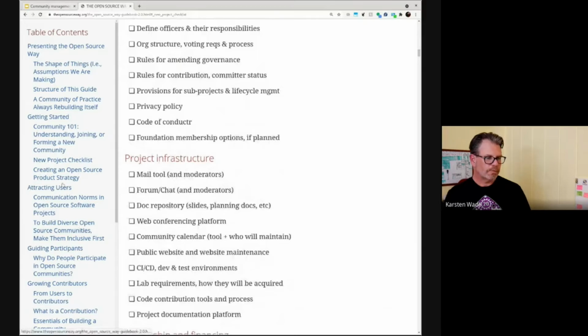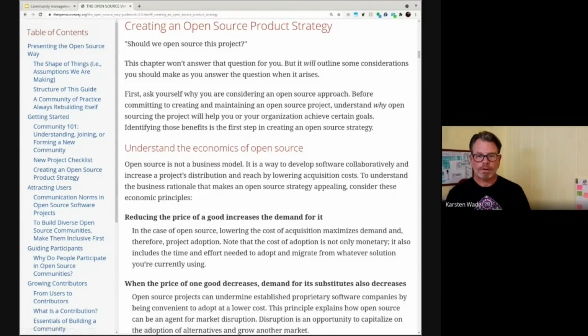So the next chapter is creating an open source product strategy. And this is useful for when you plan and prepare for creating a new commercial product out of your open source software project.